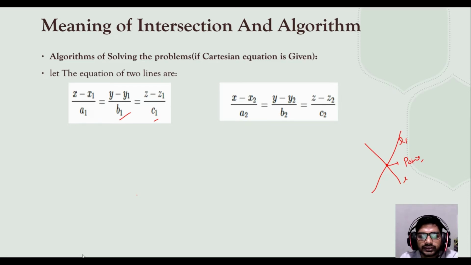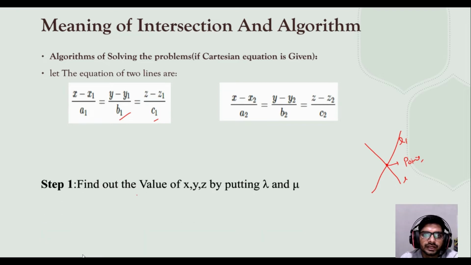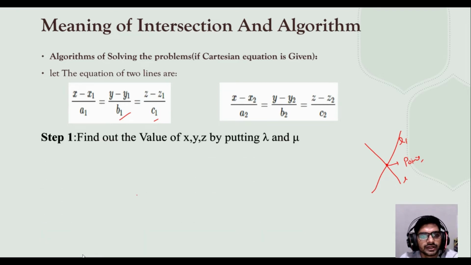If we talk about the algorithm, we do it in steps. There are four steps for finding the point of intersection. First, find the values of x, y, z by putting in lambda and mu. That is, put lambda in the first equation and mu in the second, and find the values of x, y and z from both equations.